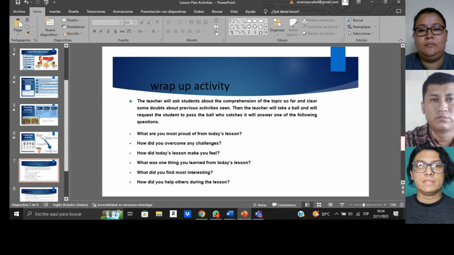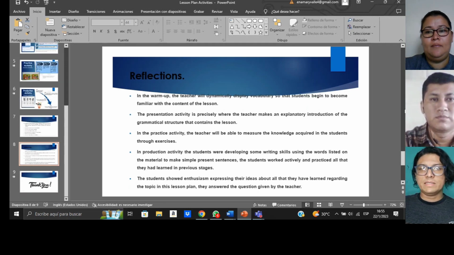In this activity, the teacher will throw a ball to the students. Then the student who has the ball needs to answer some questions. For example, how did you overcome any challenge? How did today's lesson make you feel? What did you find more interesting? And the final stage, reflections.